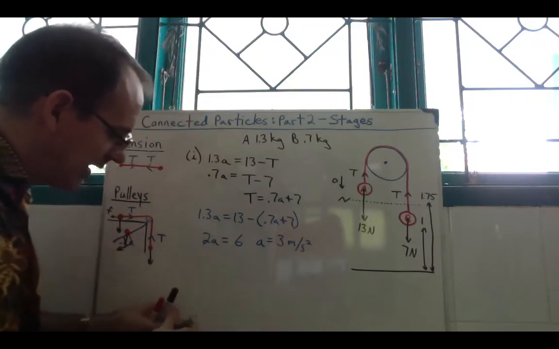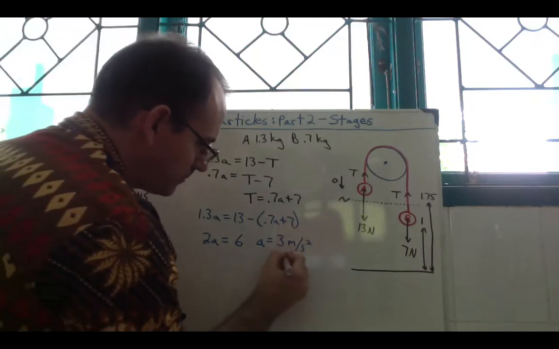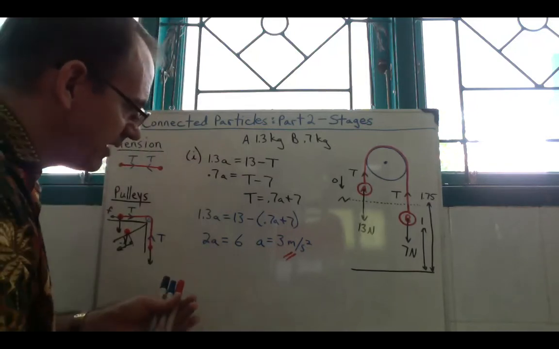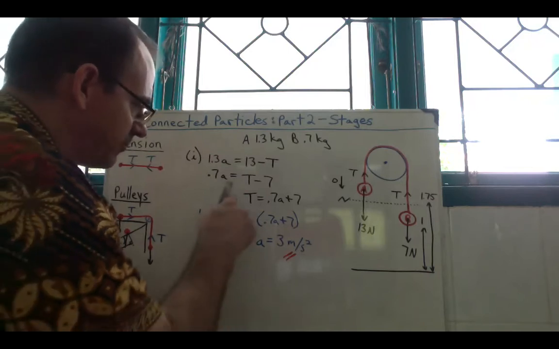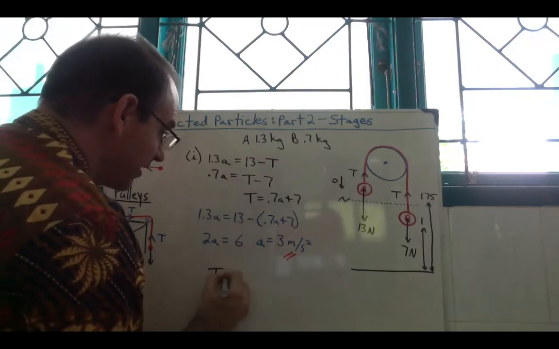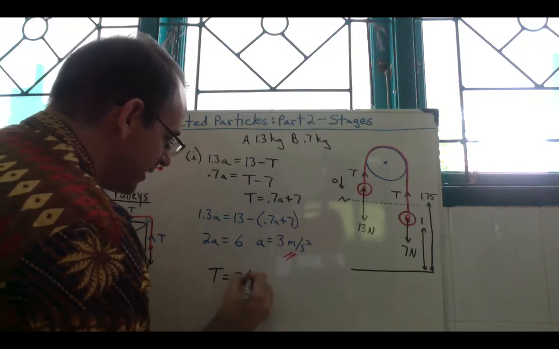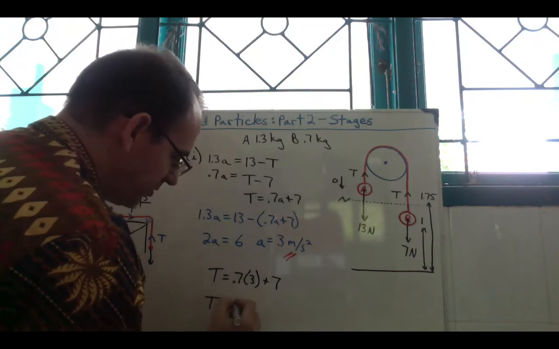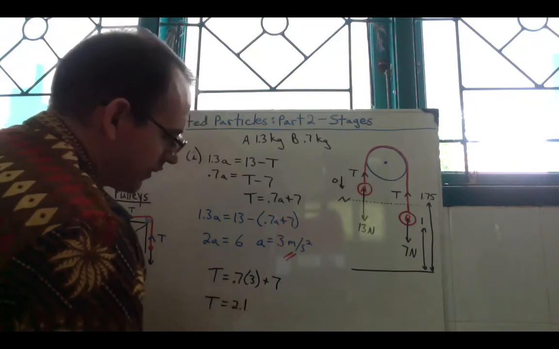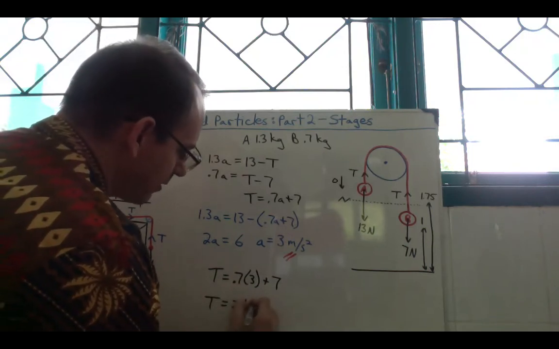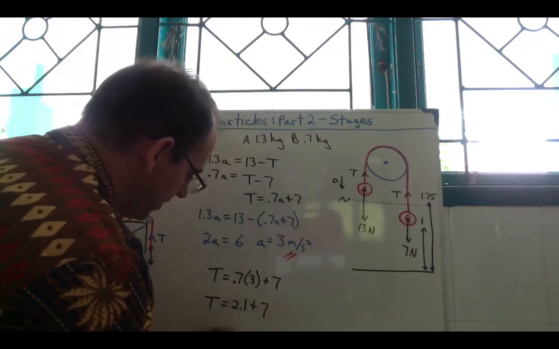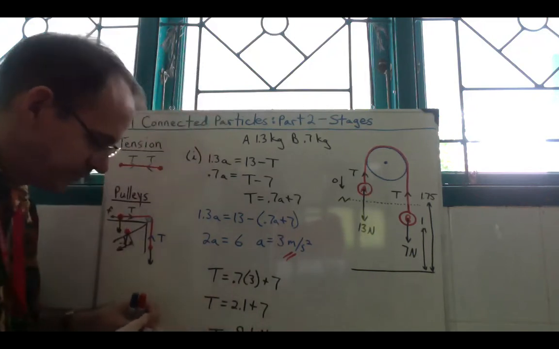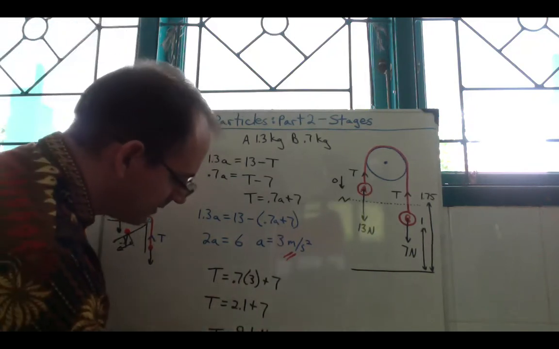And so that's our answer for that, which we've shown. Now we want to find the tension, so that's pretty easy. Just plug it right into here. T equals 0.7 times 3 plus 7. T equals 2.1 plus 7. So T will equal 9.1 newtons, and that is our tension.